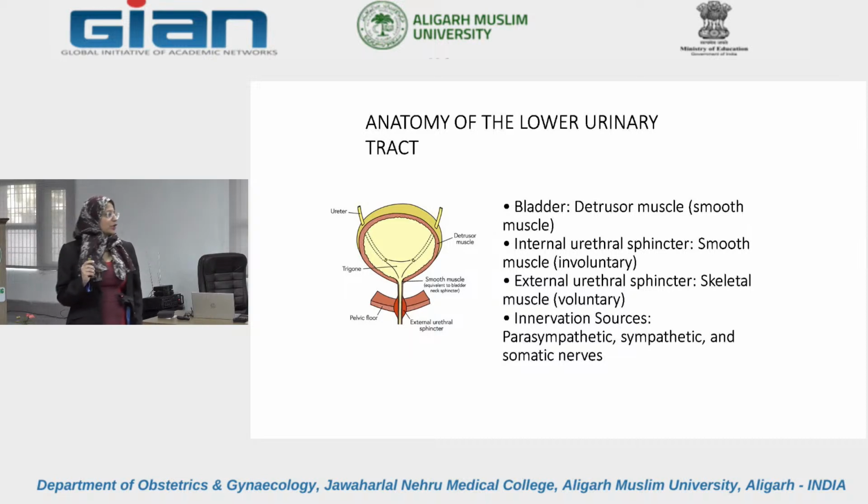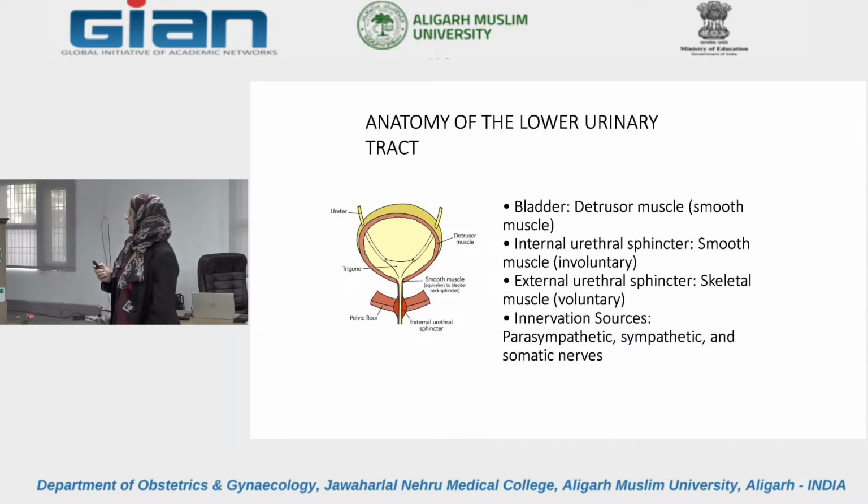We are talking about the internal sphincter. Where does it lie? At the level of the bladder neck. So we can't see it. External urethral sphincter, which is skeletal muscle. So it's different. So where would it be? It is at the pelvic floor level. So it is a voluntary muscle. And the innervation sources of the bladder are parasympathetic, sympathetic, and somatic nerves.